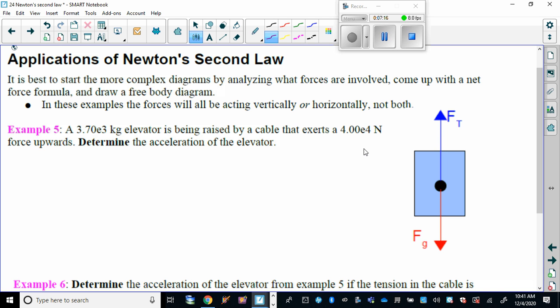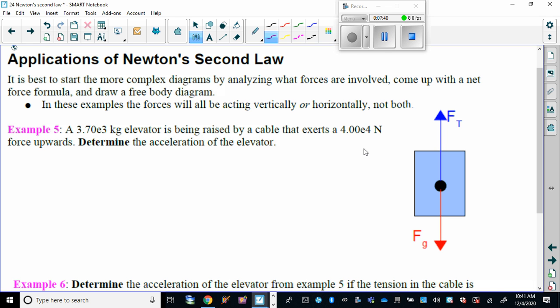So it's best to start with the more complex diagram by analyzing what forces are involved, come up with the net force formula, and then draw a free body diagram. So in our first example, we have an elevator being raised by a cable. It gives you the mass of the elevator, and it gives you the force acting on the cable. Determine the acceleration of the elevator.